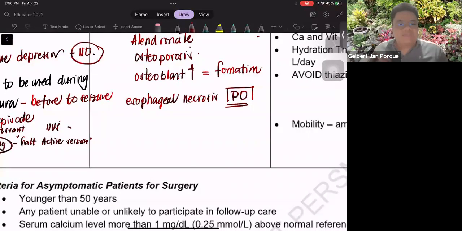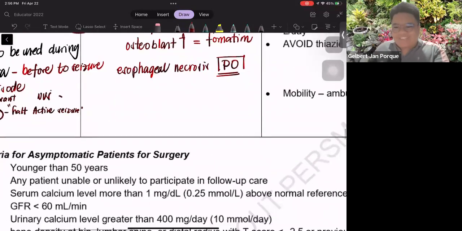How do we prevent that from occurring? After the patient takes the medication, what do you think will be our education to our patient? Take with fluid or water, okay? Next, intervention. Take with plenty of fluid or water. The patient needs a lot of fluid.